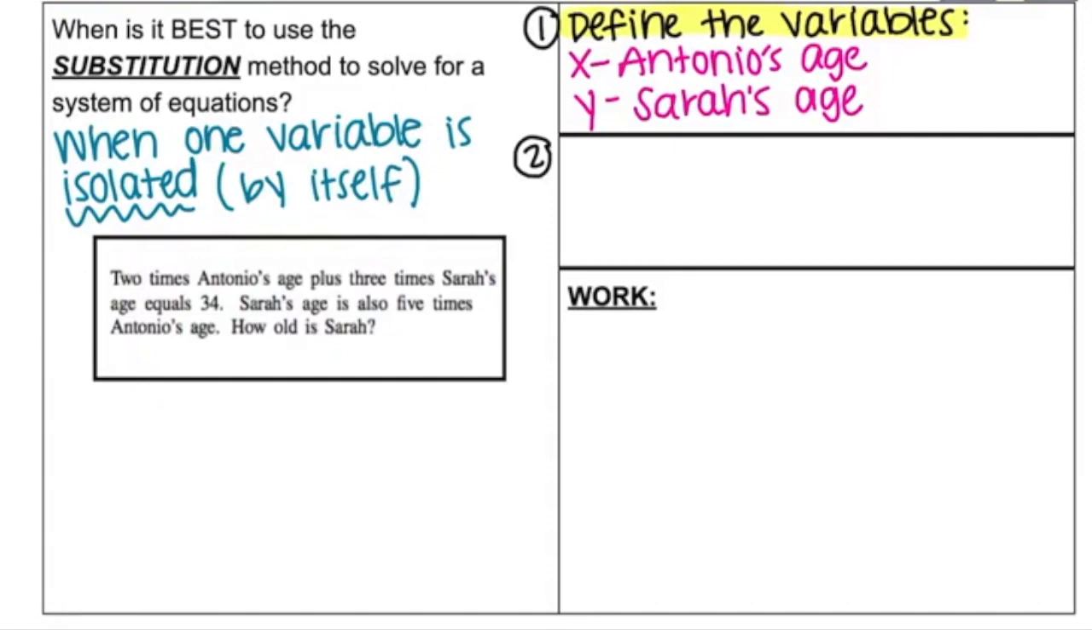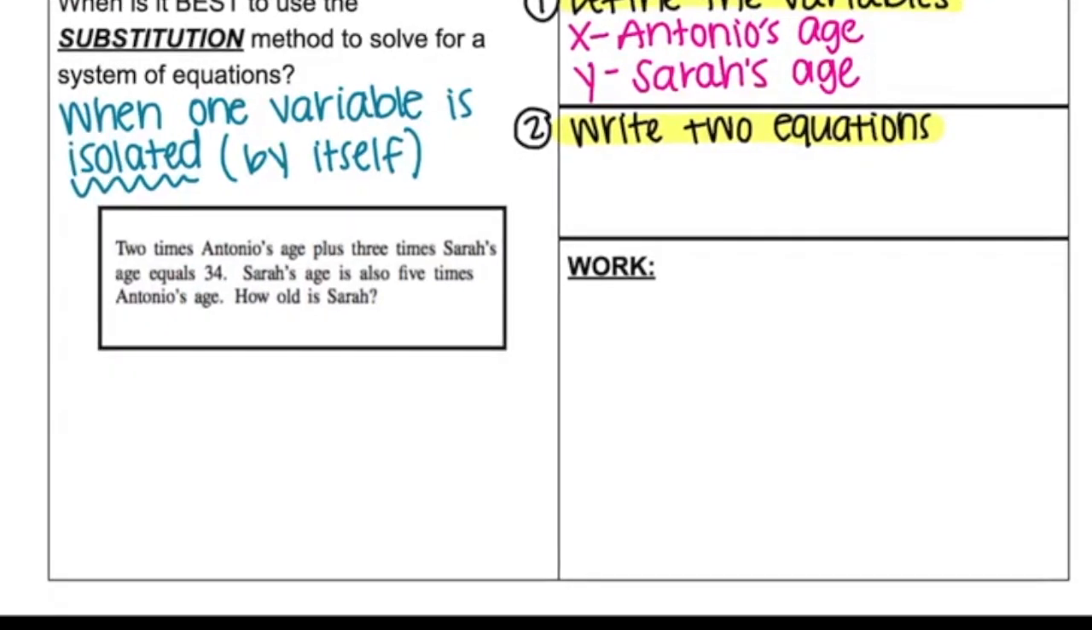Okay, step 2 is going to be writing our two equations. Two times Antonio's age plus 3 times Sarah's age equals 34. That's one equation right there. So 2 times Antonio's age, which we said was x, plus 3 times Sarah's age, which we said was y, is equal to 34. That's one equation.